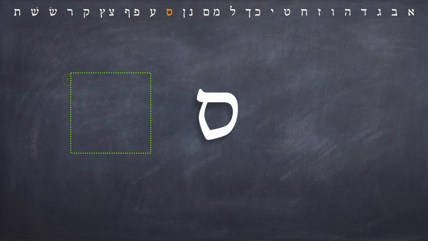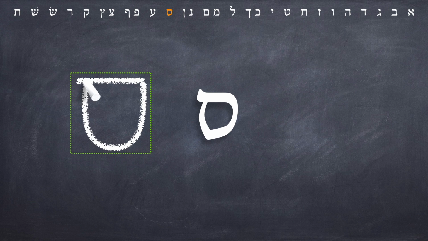Samech's written with a flat top and then a stroke that loops around the bottom. Let's write it together. 1, 2. Samech looks a lot like the letter tet, but remember that tet has an opening at the top. It also looks a bit like the final form of the letter mem, but mem is boxy at the bottom, whereas samech is rounded.